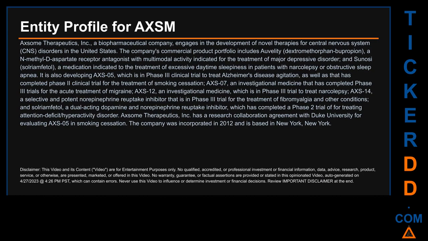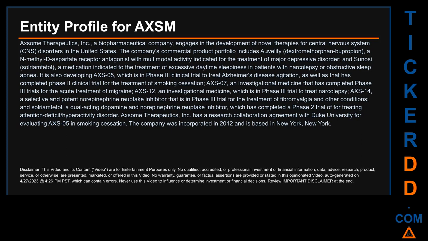It is also developing AXS-05, which is in Phase 3 clinical trial to treat Alzheimer's disease agitation, as well as that has completed Phase 2 clinical trial for the treatment of smoking cessation. AXS-07, an investigational medicine that has completed Phase 3 trials for the acute treatment of migraine. AXS-12, an investigational medicine, which is in Phase 3 trial to treat narcolepsy. AXS-14, a selective and potent norepinephrine reuptake inhibitor that is in Phase 3 trial for the treatment of fibromyalgia and other conditions.